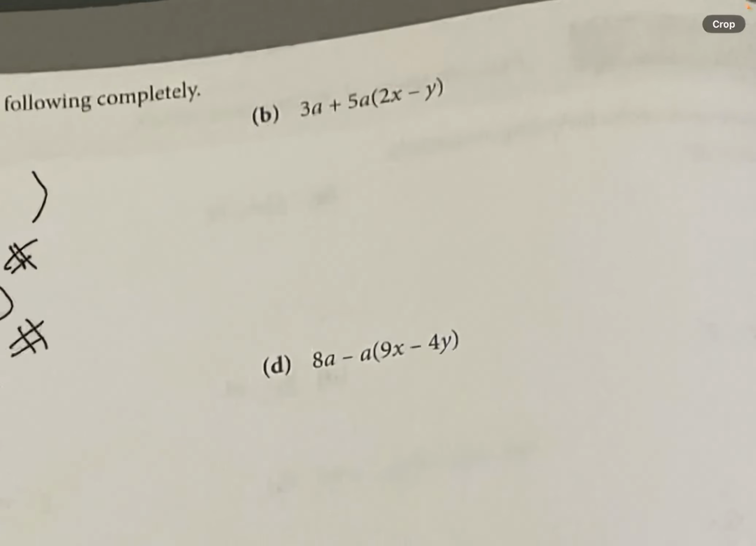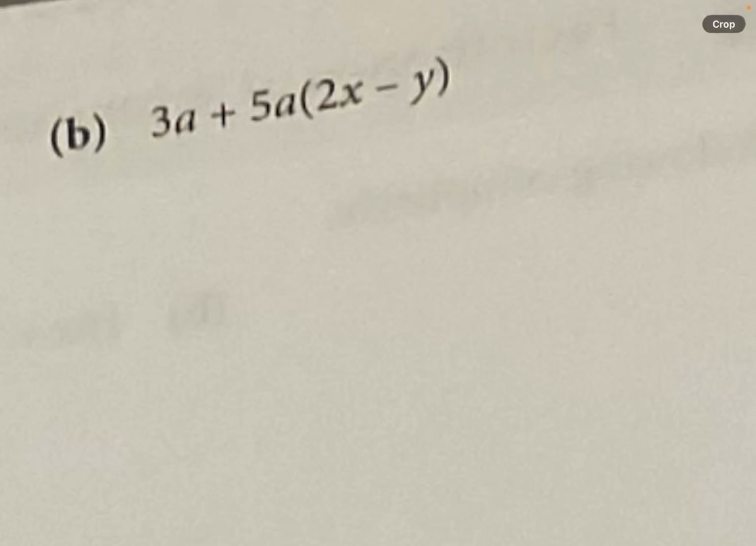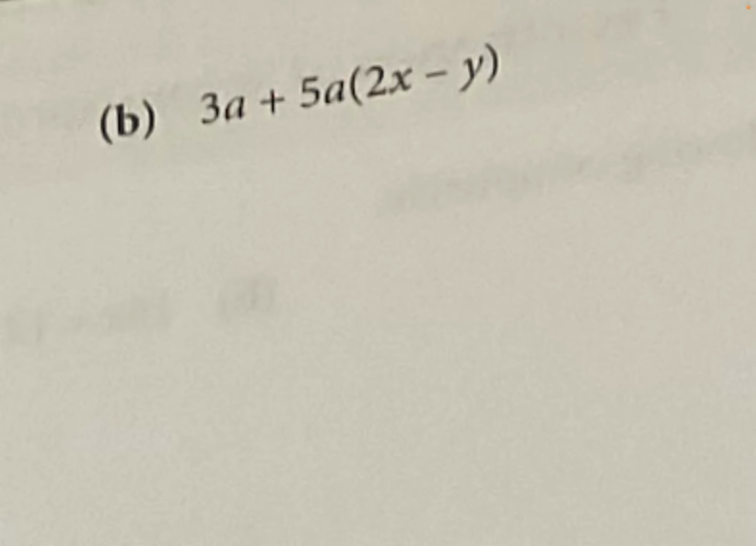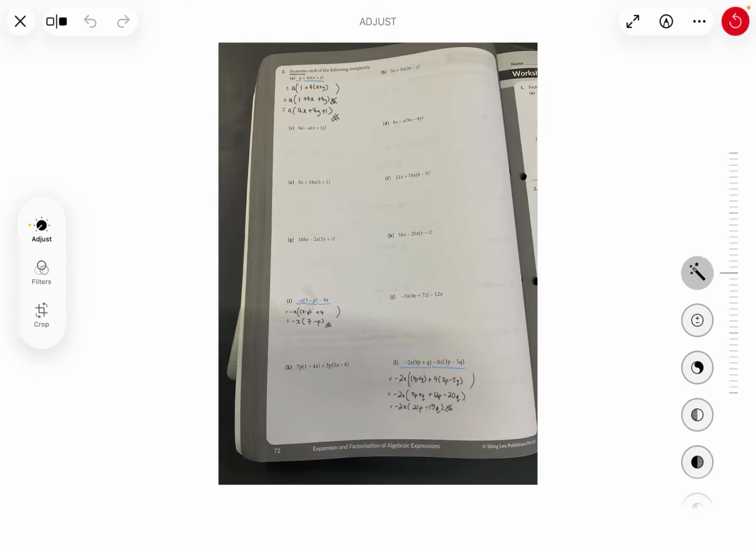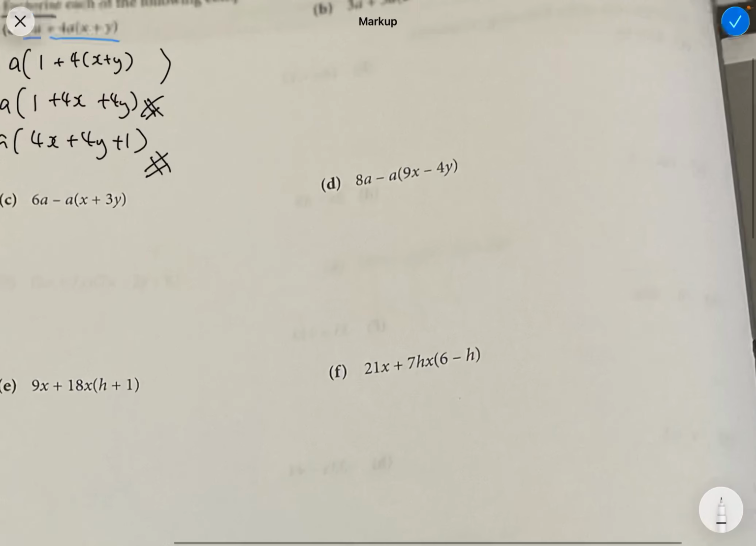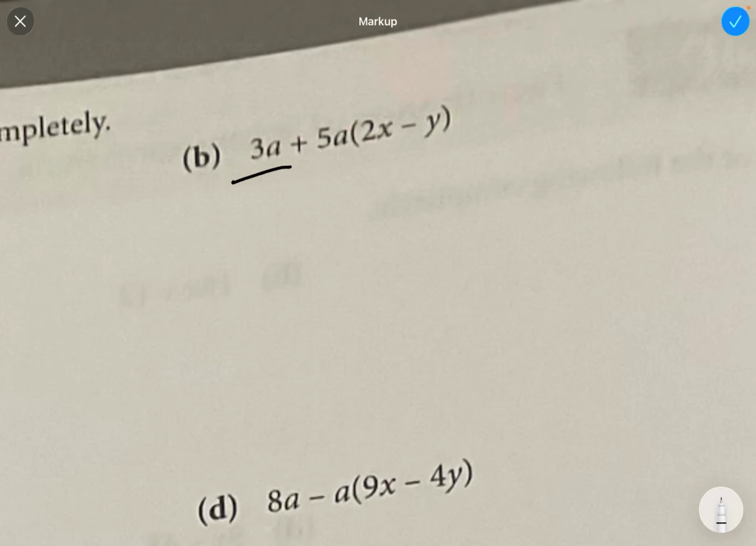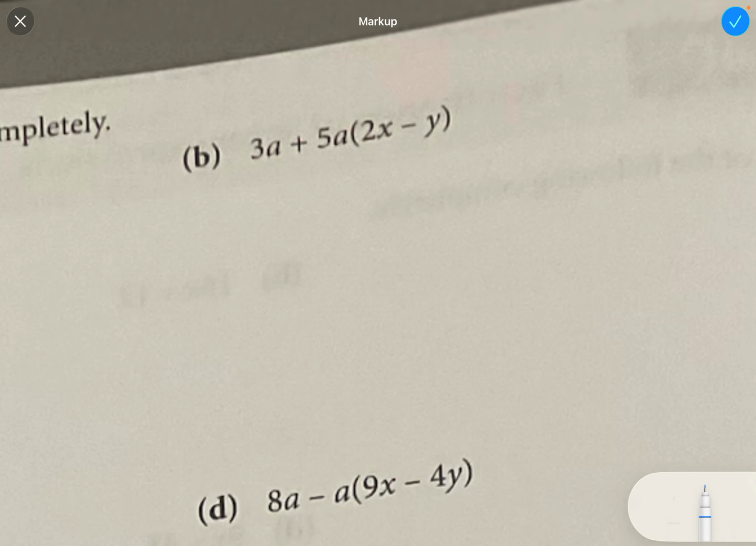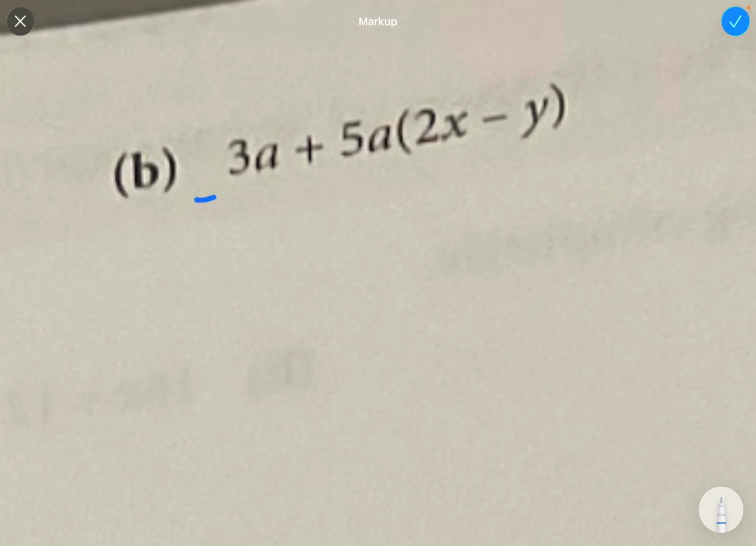Hey, try. Those that have problems starting. This is one term. This is one term. There are two terms. Use blue color. Okay? Plus 3a is one term. Plus 5a times bracket is one term.